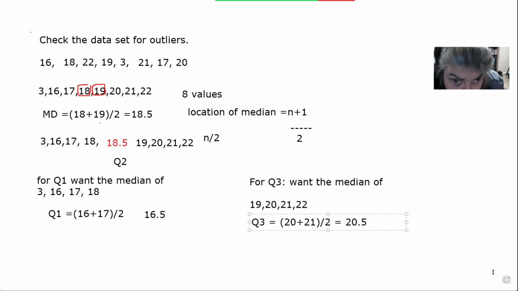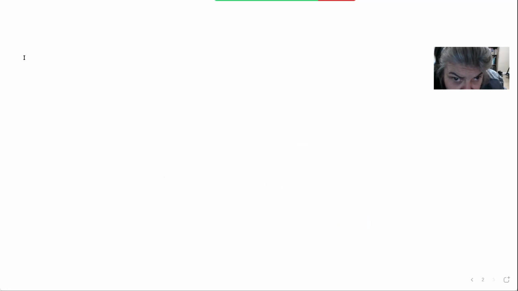I'm going to move my whiteboard along at this time, and I'm going to write some numbers for us here. So Q1 was 16.5. Q2 was 18.5. And Q3 was 20.5. Okay, those were our results from the lab.